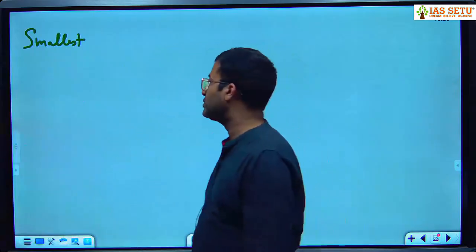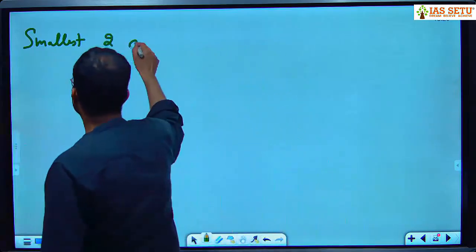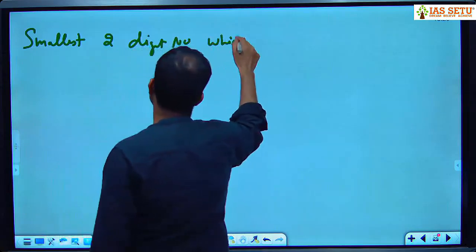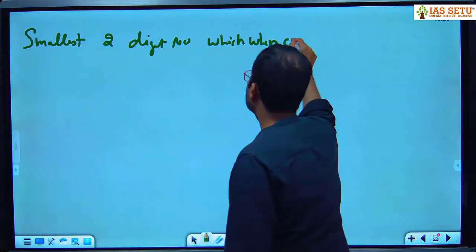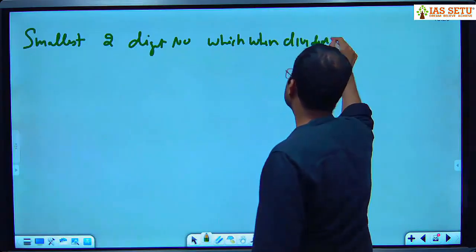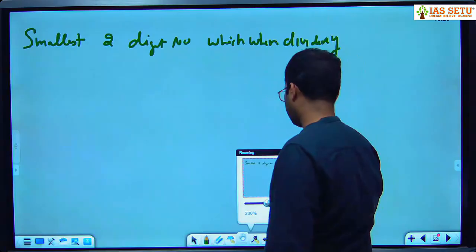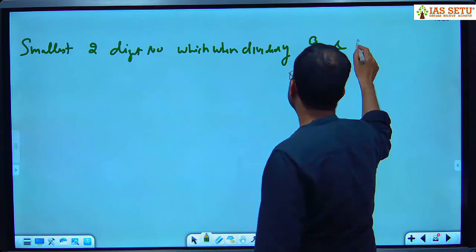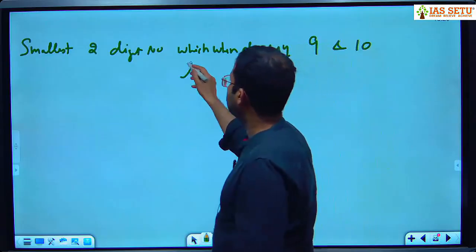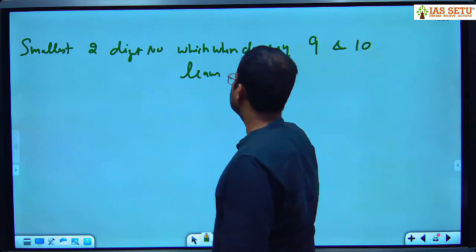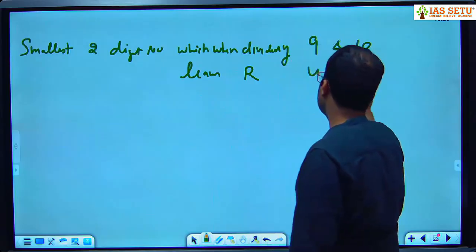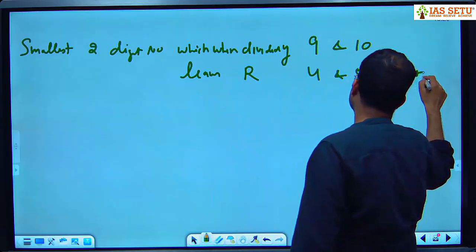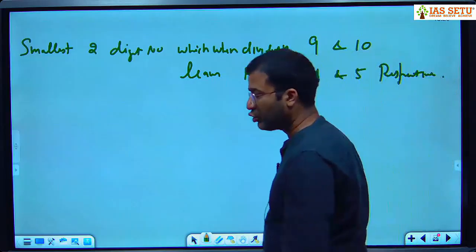My question is: smallest two-digit number which when divided by 9 and 10 leaves remainder 4 and 5 respectively. पहले चेक करो क्वेश्चन एलसीएम का.